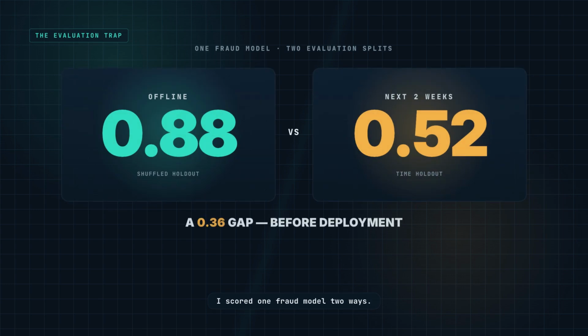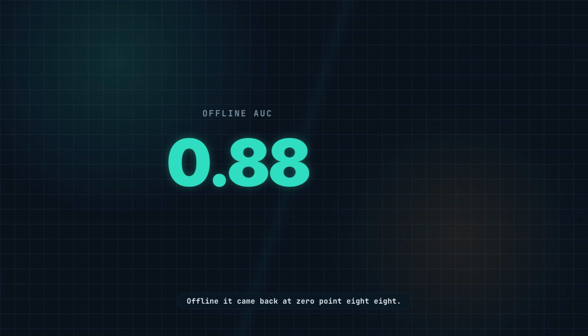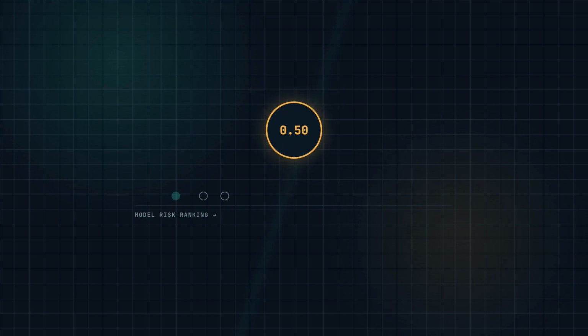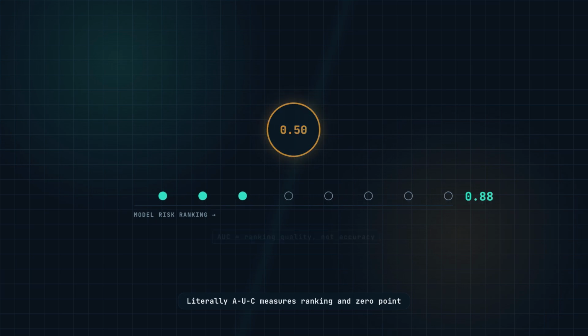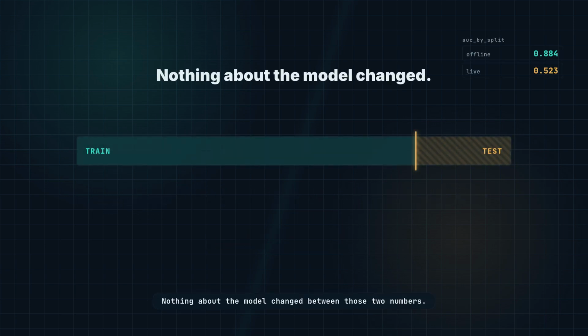I scored one fraud model two ways. Offline, it came back at 0.88. Against the next 2 weeks of live traffic, it was a coin flip. Literally, AUC measures ranking and 0.5 is what you score by ranking at random. Nothing about the model changed between those two numbers.